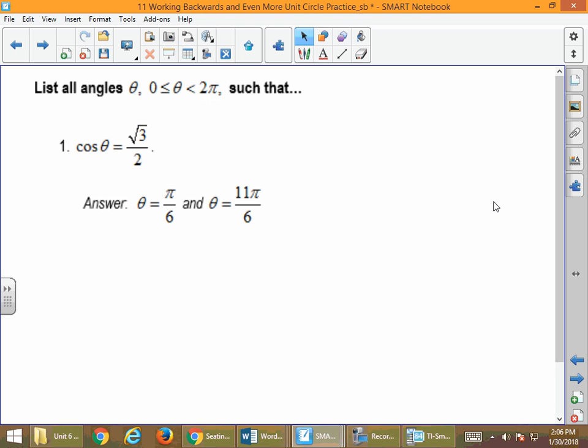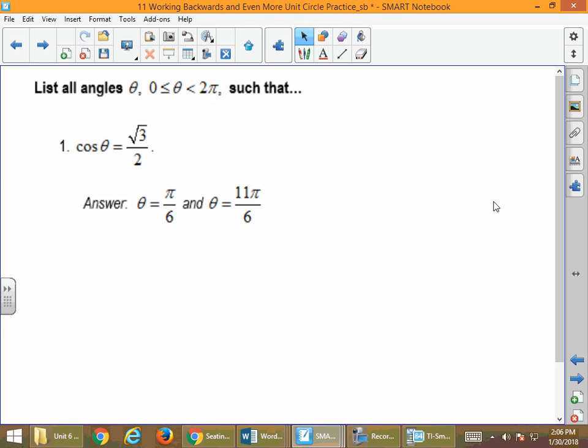Now we do have some restrictions, and by the way, the directions say list all angles theta, such that theta is between 0 and 2 pi. It says 0 is less than or equal to theta, so 0 can be an answer, but then it says theta is less than 2 pi, so 2 pi is not going to be an answer. So 0 to 2 pi, not including 2 pi, are the types of answers.